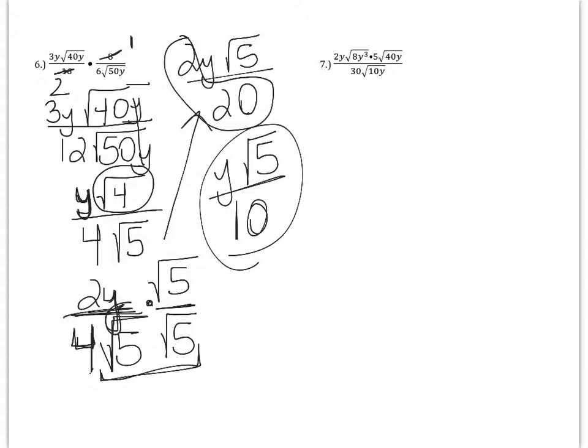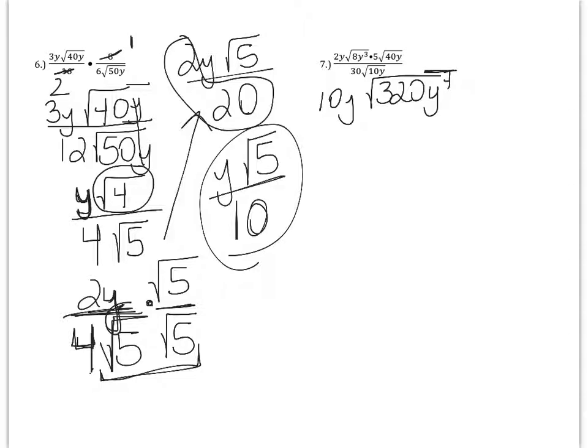All right, so this next problem, I could just start reducing like crazy all over the place if I want to. But I sometimes think once you start crossing stuff off, then it gets really messy. So I am going to just put the whole top together and make it one big problem. So I'm going to do 2y times 5 together to give me 10y. And I'm going to put my radicals together. 8 times 40 is 320. Put the y's together. Y to the third times y is y to the fourth.